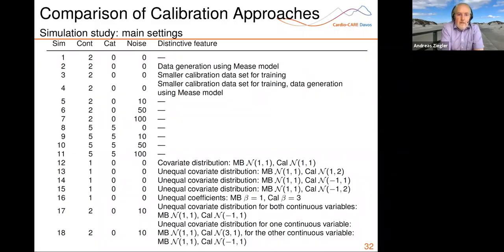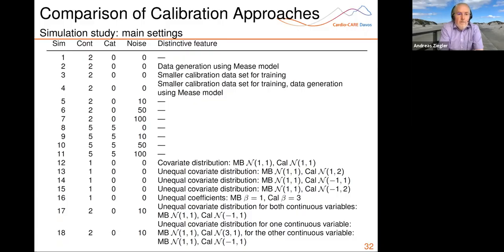And I can just guide you through this busy slide with the 18 different scenarios. So the first scenario is a relatively simple one where you have just 2 continuous covariates. The second one and the fourth one are these non-linear models where you have this kind of circular structure because data were generated under the Mease model. This is a hard-to-fit model if you don't explicitly include the important covariates. Model 3 has a smaller calibration data set for training.